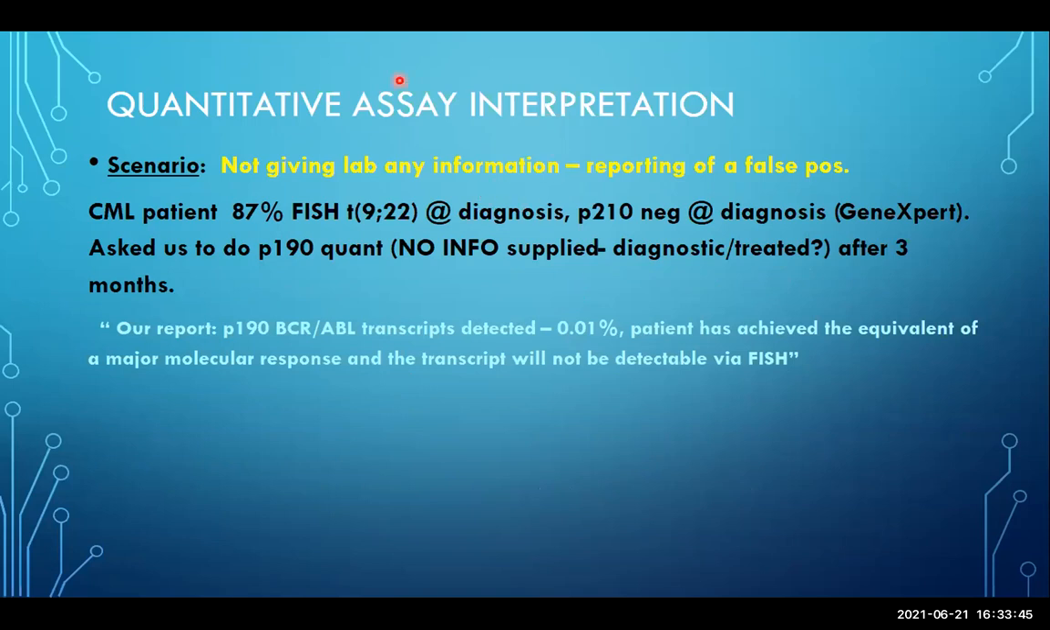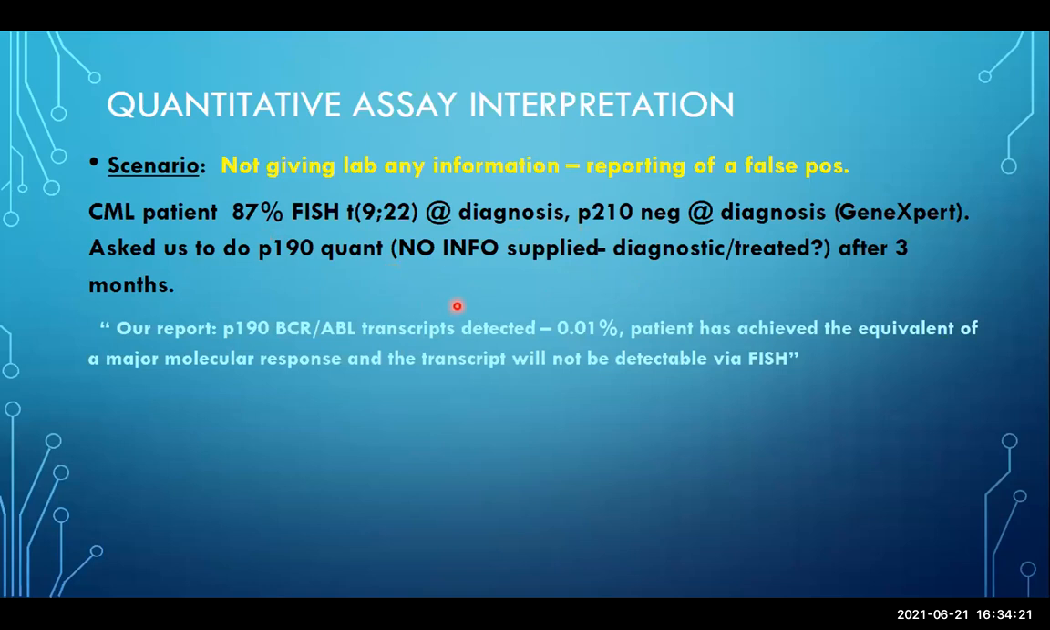But this is where not giving the lab any information can also lead to a false positive. So this was a CML patient who was 87% FISH positive at diagnosis. I did not know that. They were P210 negative at diagnosis using the GeneXpert. I did not know that. And they asked us to do a P190 quant, as I said, with no information supplied, whether it was diagnostic, whether they were treated or not. And we were asked to do the P190 quant after 3 months of therapy. I did not know that either.